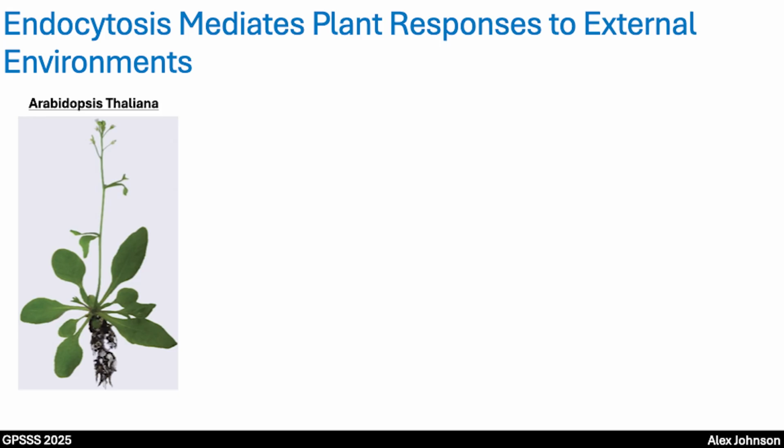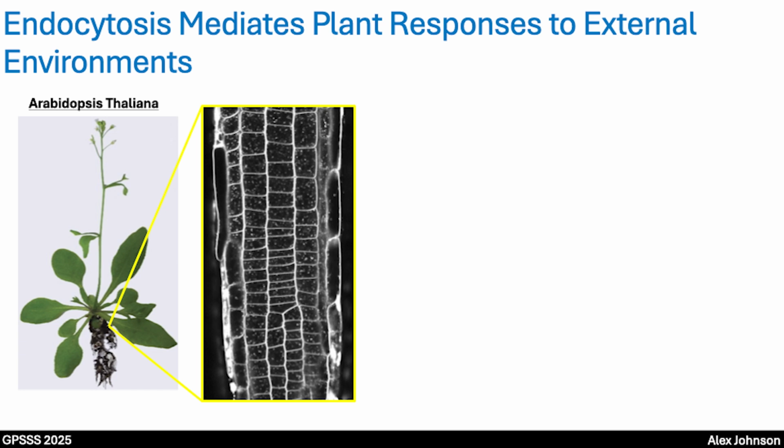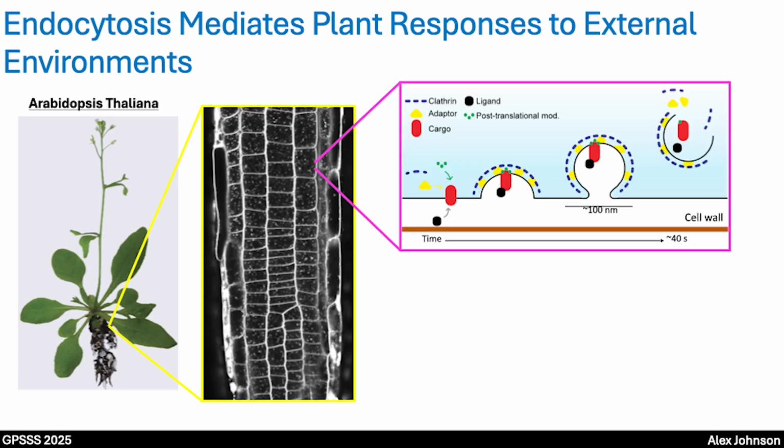So this is my model system, Arabidopsis thaliana. And when it senses a stimulus, one cell senses this and communicates it to the rest of the plant. And this is mediated by receptors on the cell surface here. So once these receptors get activated by binding to one of these stimuli or ligands, they get removed from the cell surface in this process of endocytosis.